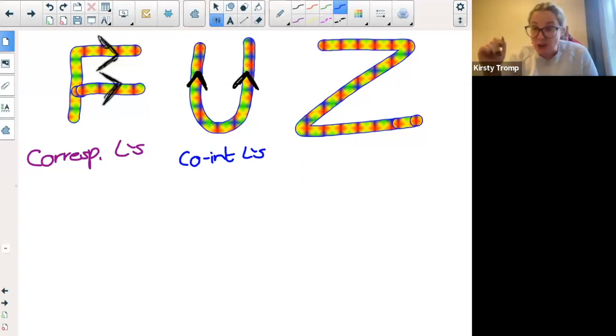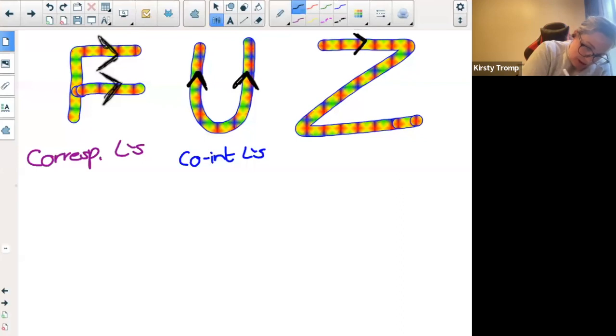So when we have the letter U, we've got co-interior angles. Okay, so the angles are on the inside, co-interior angles. And the last letter we've got there is the letter Z. And if I put my parallel lines on the letter Z, there they are. There's my parallel lines. Okay, all right.